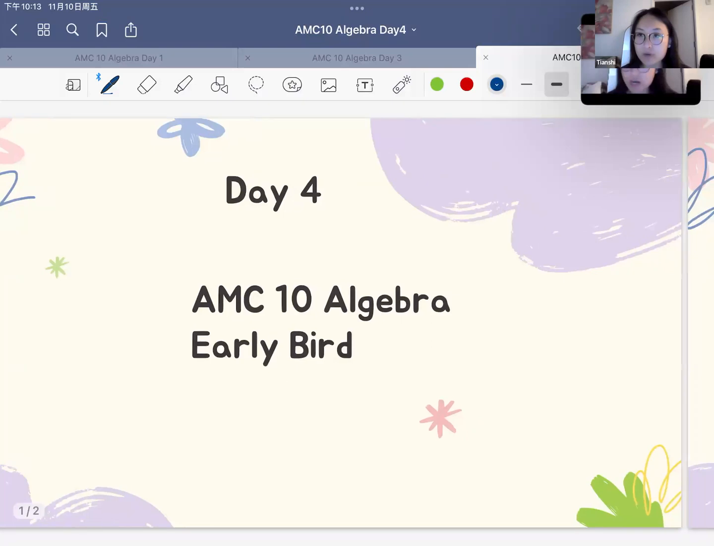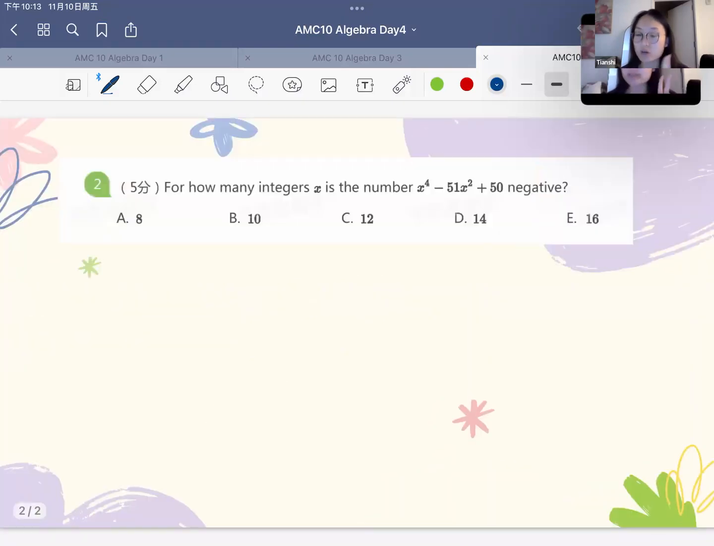Let's talk about the second question in the Algebra Challenge, which is very representative. First of all, let's read this question together. For how many integers x is the number x to the power of 4 minus 51x squared plus 50 negative? Basically, we do not know how to solve an equation with the fourth power yet.